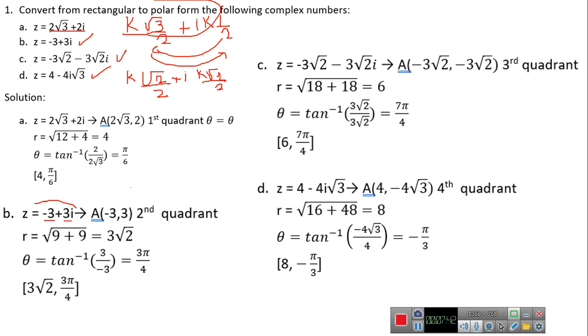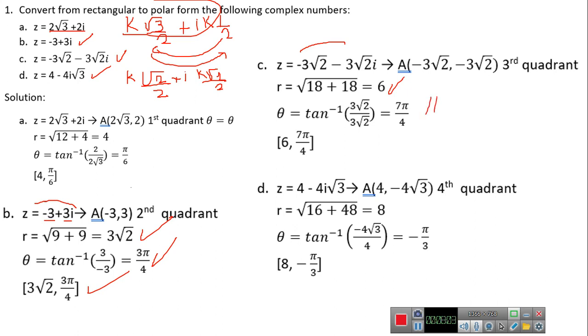So here let us go to the second one. This must be a multiple of 45, because they are equal. So it's minus 3, 3, in the second quadrant, and the calculator will give you directly r equal to 3 radical 2. If you do tangent inverse of y over x, you have minus 1, and the angle is 3 pi over 4. This is the polar form.